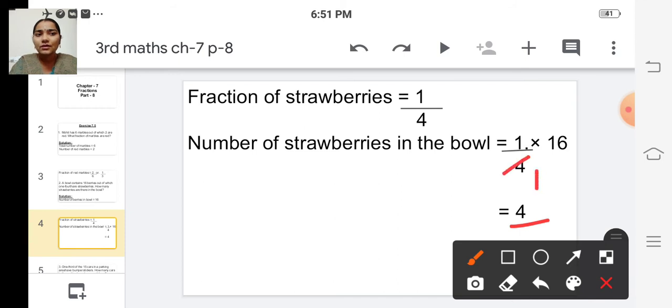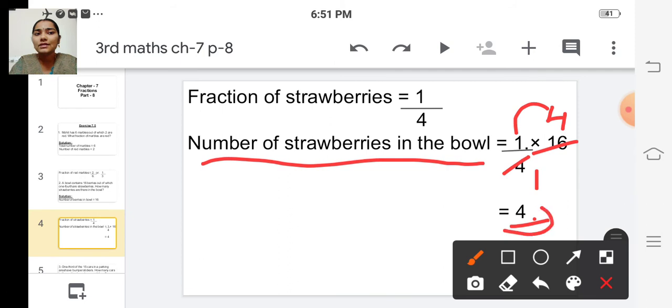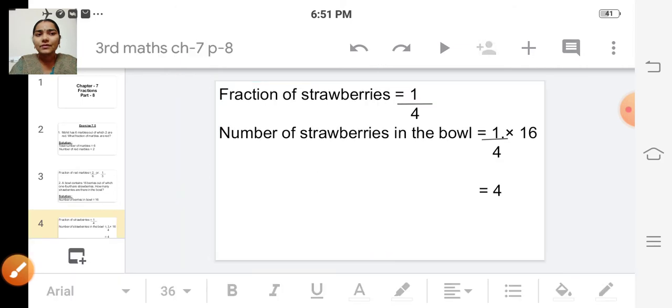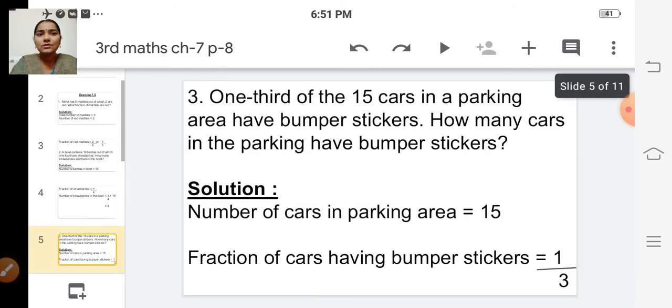So 4 ones are 4 and 4 fours are 16. So 4 into 1 is 4. So the number of strawberries in the bowl is 4. Is it clear? Yes. So we'll move on to the next one.